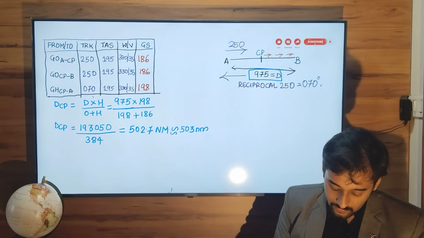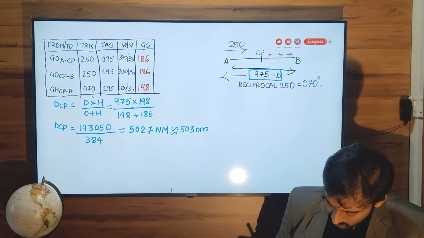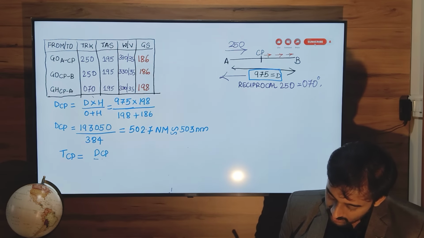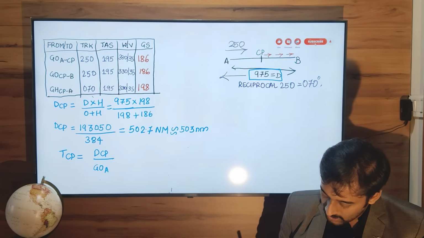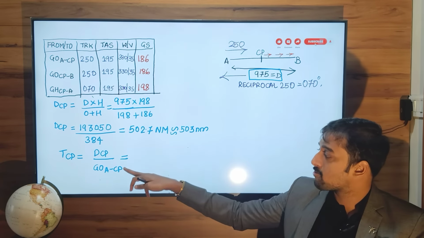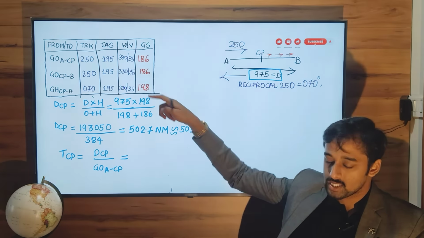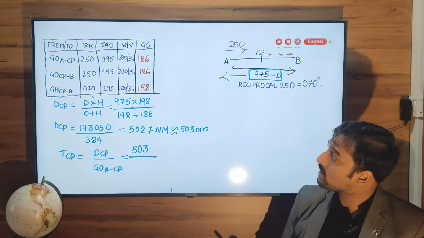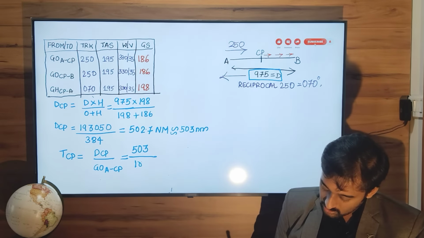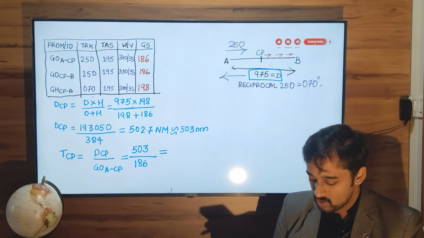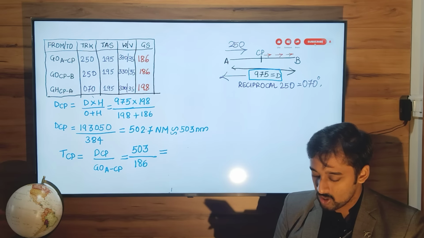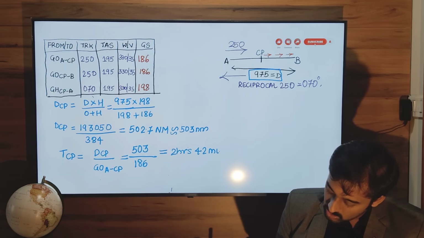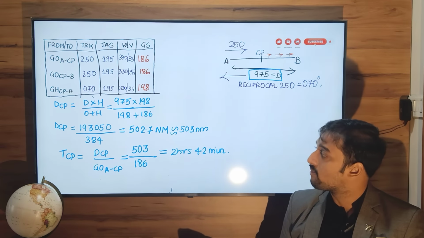Okay, next sum. Time to critical point. Time to critical point will be equal to distance to critical point divided by ground speed outbound A to CP. So distance to critical point is 503. Ground speed outbound is 186. 503 divided by 186 is 2 hours 42 minutes.